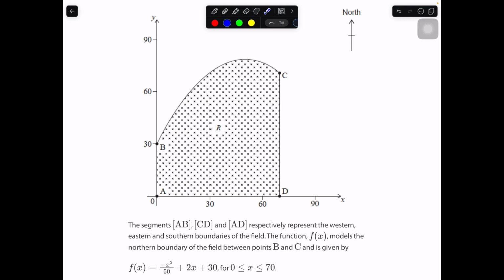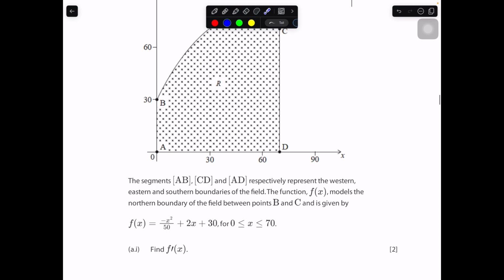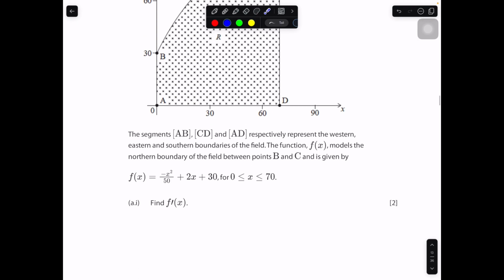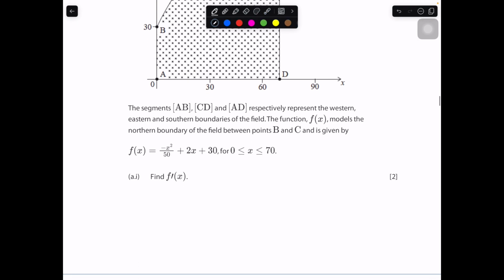The function f of x models the northern boundary, so this function right here models the northern boundary of the field between points B and C. So here it is, this curved line can be represented by this function right here, and it's between the values of 0 and 70, so 0 to 70. Find f prime of x. Okay, we can do that.